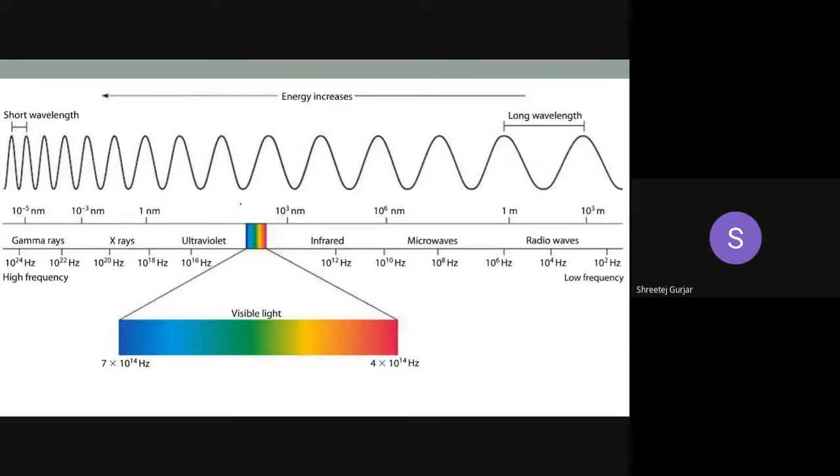Same concept with a different image. We are showing you the frequencies instead of wavelength. Here we have low frequency. Here you can see the value is very low, so it is a low frequency wave, and here you can see it is 10 power 24, very high frequency. So these gamma rays and X-rays are very harmful for us.